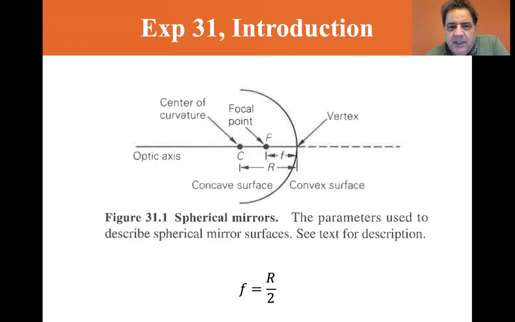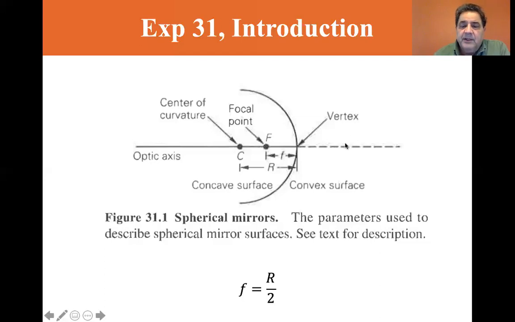You can see they have here spherical mirrors, what we call the principal axis, they call the optic axis. You still have the center of curvature, and you have the focal point or the focal length. The focal length is r divided by 2. It's 1/2 the radius. They talk about the vertex here. So on the inside mirrored surface, you have a concave surface, and on the outside, you have the convex surface.